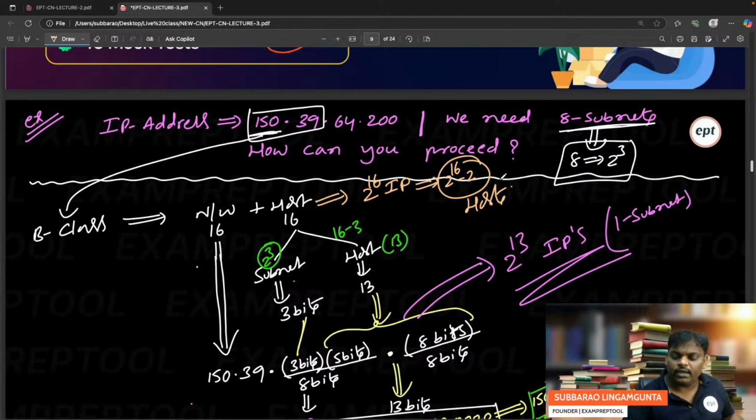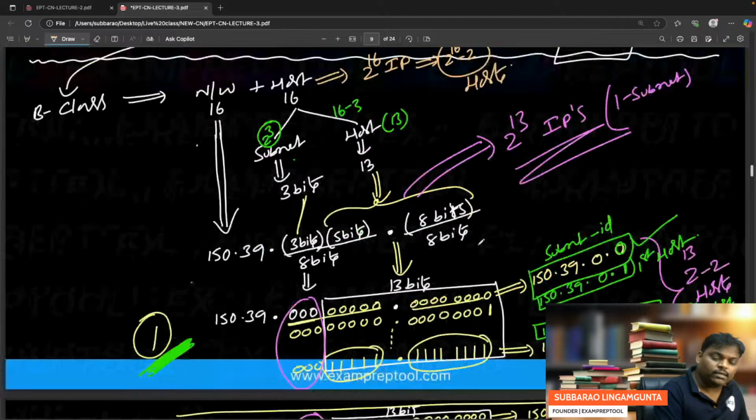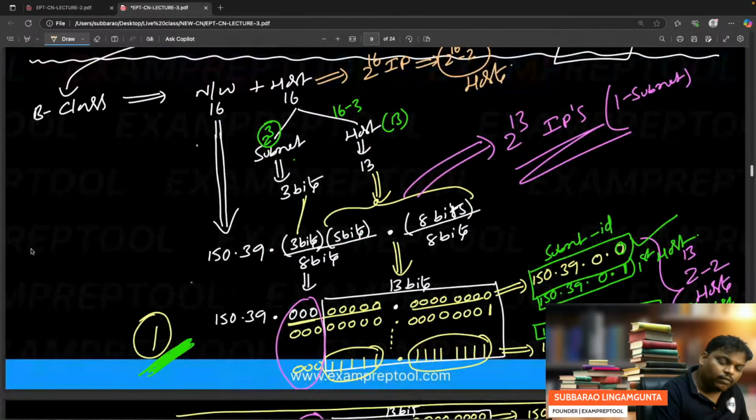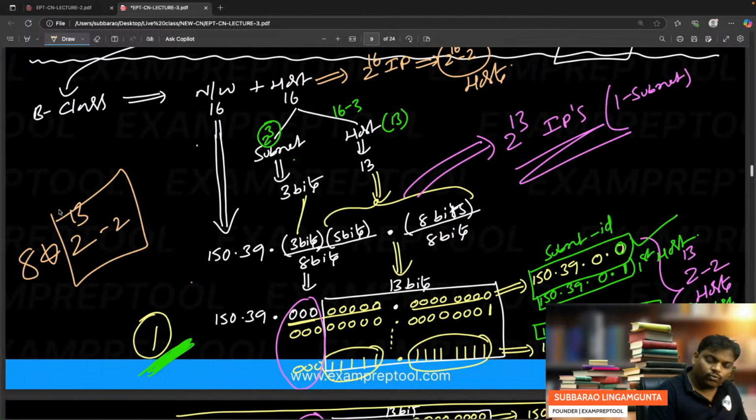Now what happened, everyone listen. Now 8 groups are there. Every group contains 2 power 13 IPs minus 2 hosts, which goes to 2 power 3 into 2 power 13, which is going to be 2 power 16 minus 16. So remember, see this: in the place of minus 2, it is minus 16. So 14 IPs will be wasted.